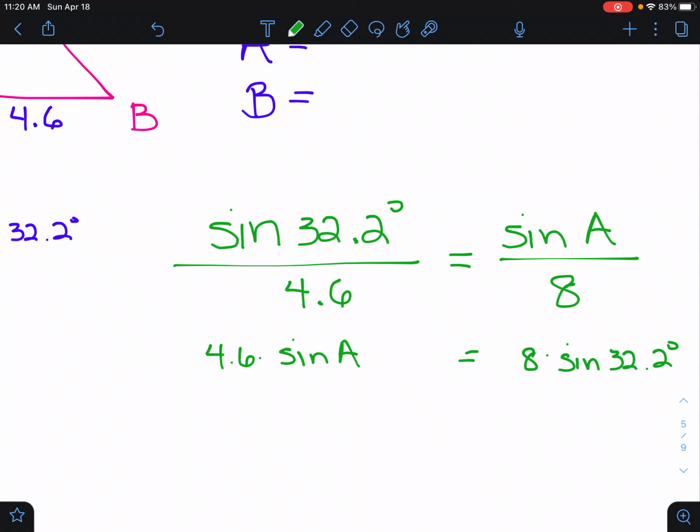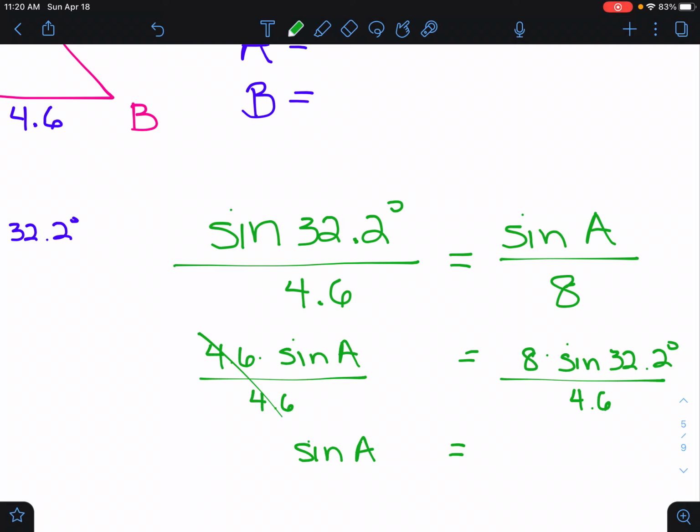Now notice this time we have an angle, so this is a little different than what we did in our last lesson. To solve for angle A, I still have to get rid of that 4.6, so I'm going to divide by 4.6 on both sides. These cancel, and I get sine of A, but it's not just A, it's sine of A, so I have to type this in.